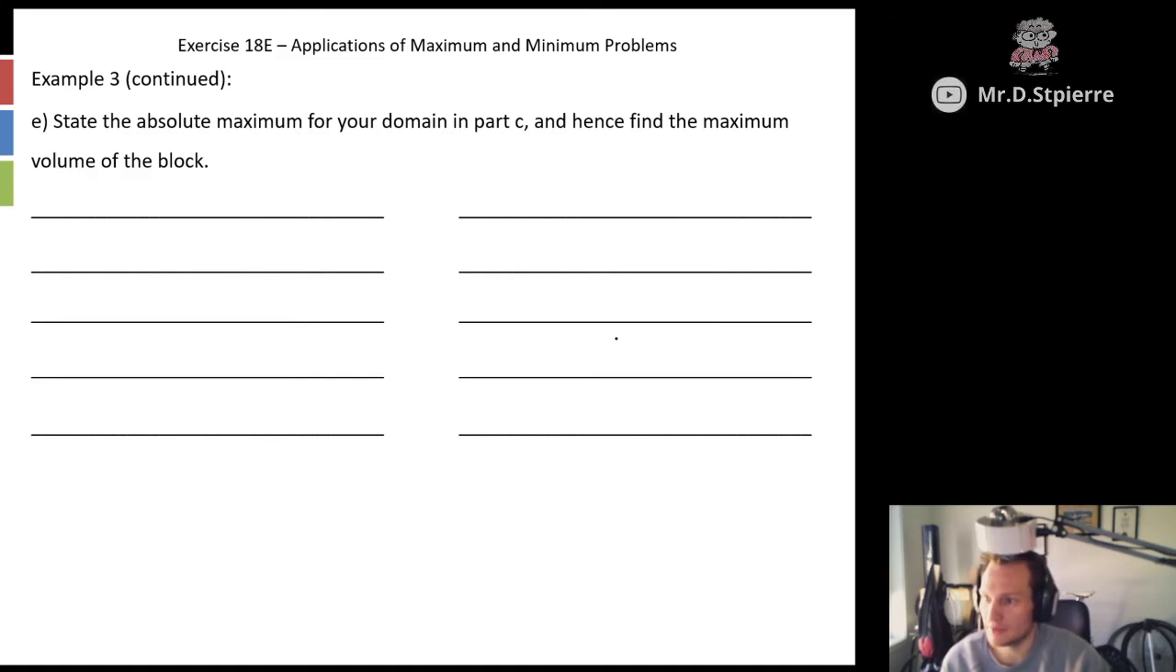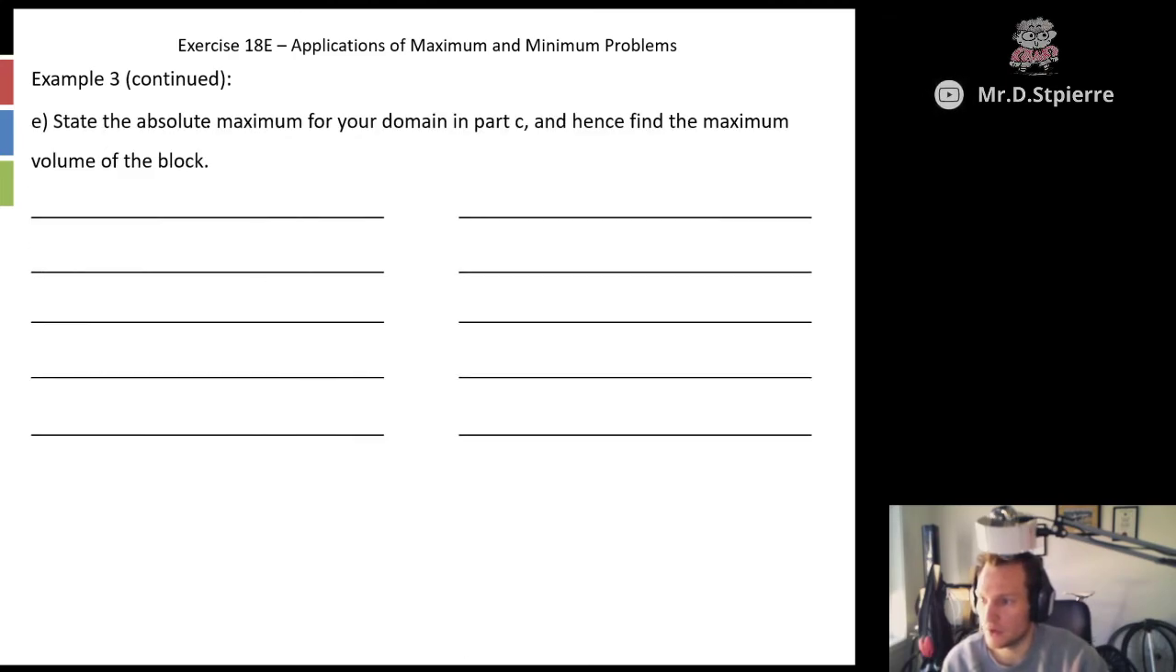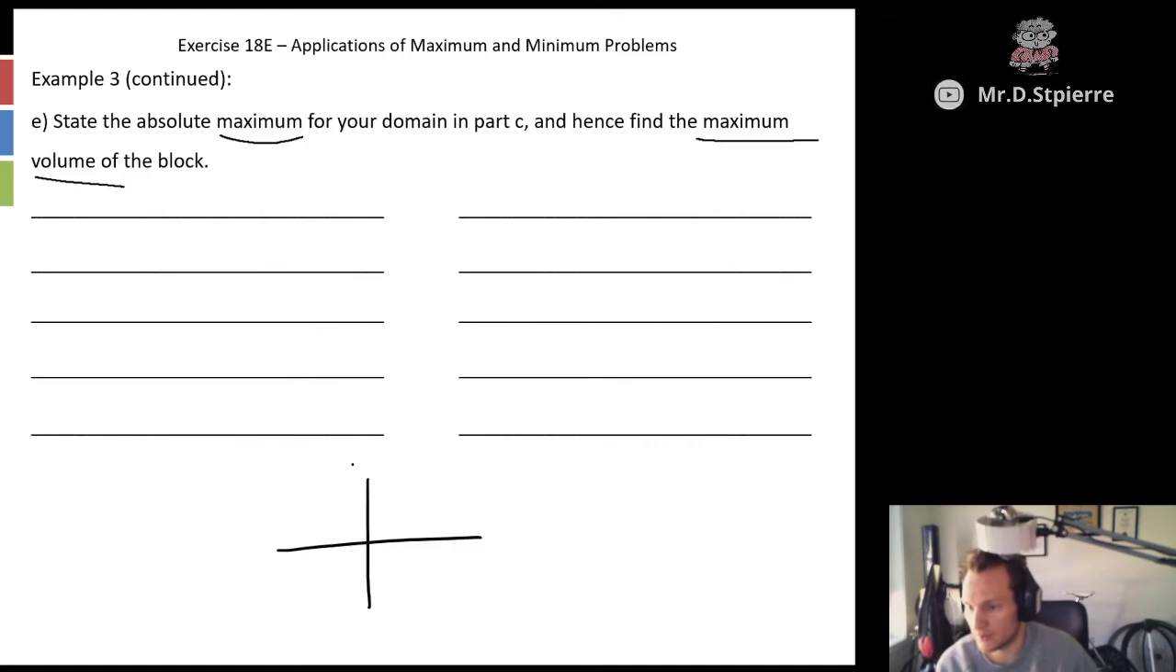Last bit, state the absolute maximum for your domain in part C, hence find the maximum volume of the block. So this is where doing a sketch comes in handy. So we're trying to find the maximum volume, so we want to do a sketch of volume versus x. We know that it is a cubic.